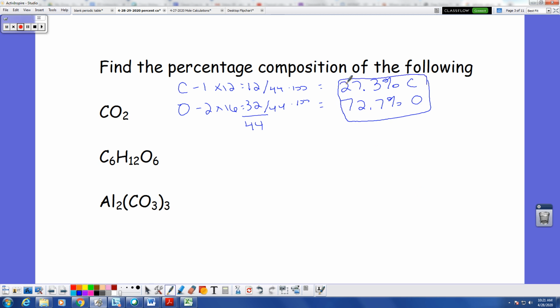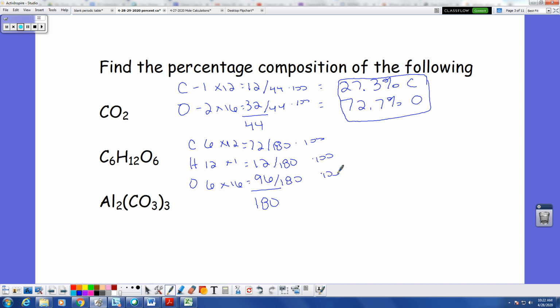Okay, you can pause at this point if you need to try the second one. If you didn't, for real, I would love for you to try it. I need to see if you can do it. Okay, carbon, hydrogen, oxygen: 6, 12, 6 times 12, times 1, times 16. That's 72, 12, 96. That's 180. Divide each of them by 180 and multiply by 100.